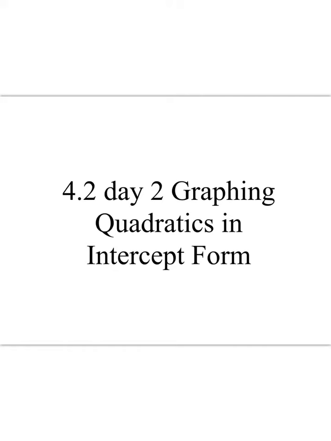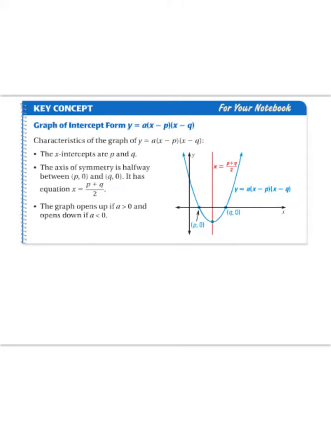Okay, this is 4.2, day 2, and we're going to be graphing quadratics in intercept form. We've only worked with standard form and vertex form. So intercept form looks like this: y equals a times x minus p times x minus q. And the x-intercepts are p and q. Now, this form only works for parabolas that have at least one x-intercept.